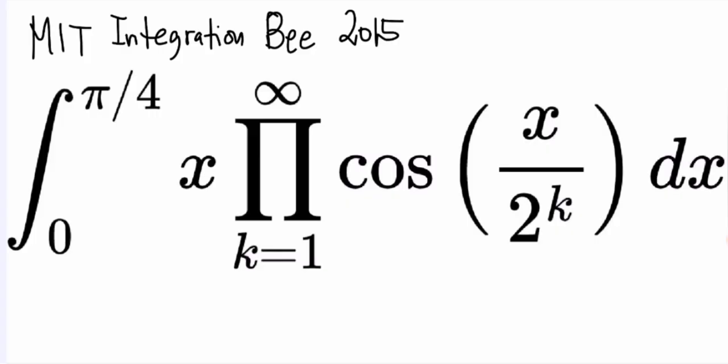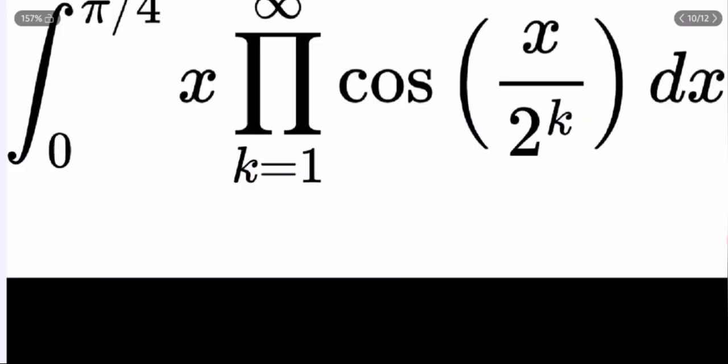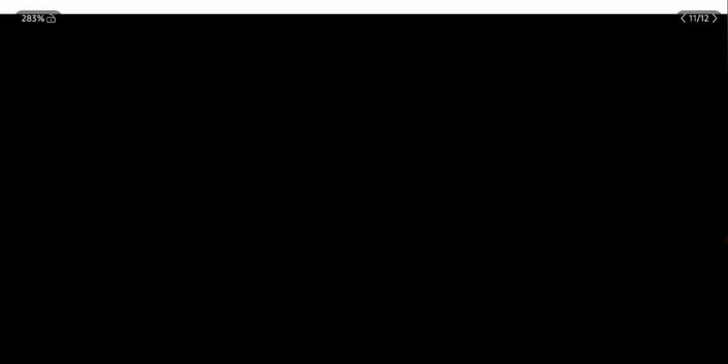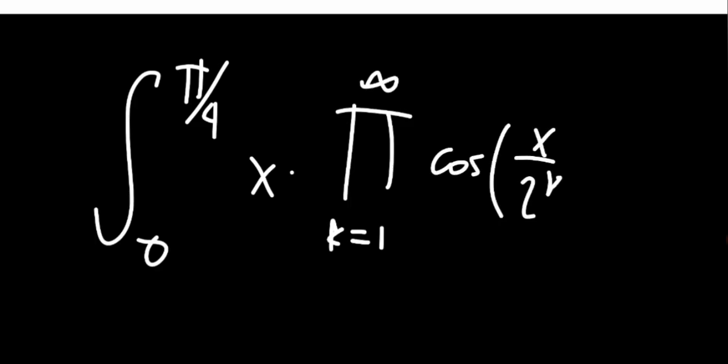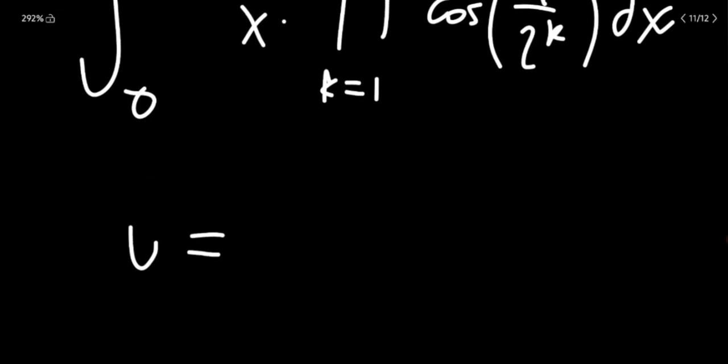Okay, so how this works? Well, let me just write the integral. Integral from 0 to pi over 4 of x times this product, and next we will just let u equal this product.